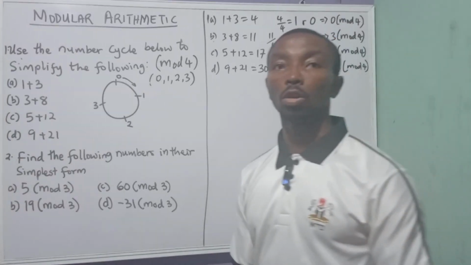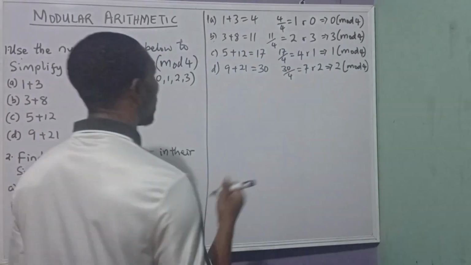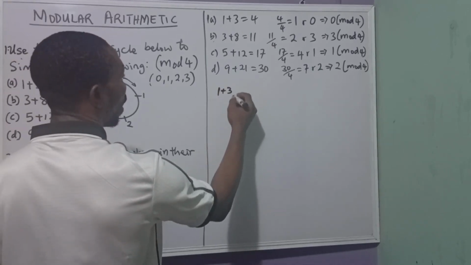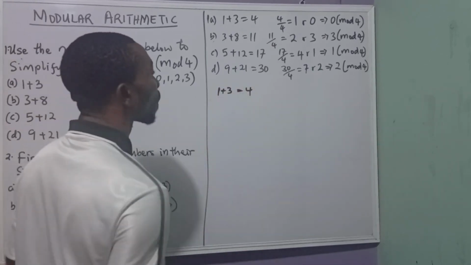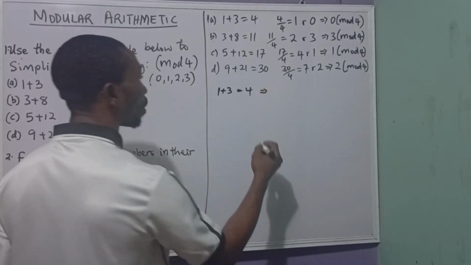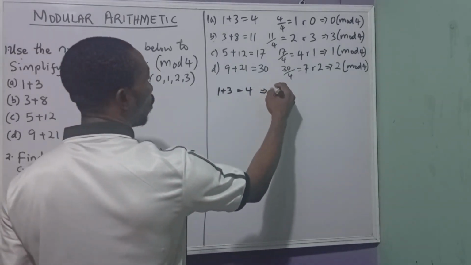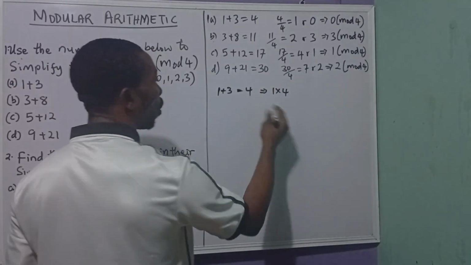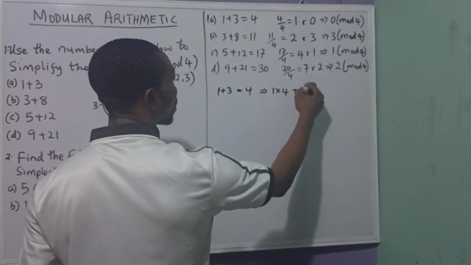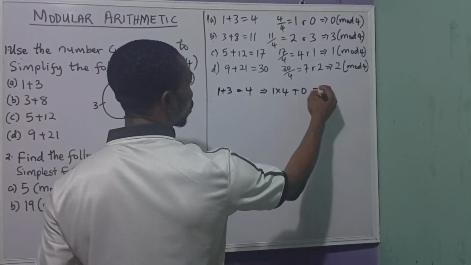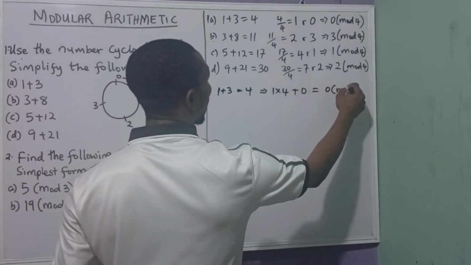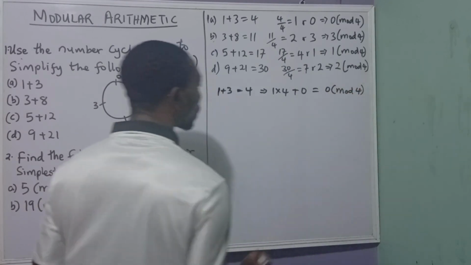Alright, another method of solving this is simply, if we have 1 plus 3, now this gives us 4. We can expand this in our multiplication to be 1 times 4, which gives us 4, plus 0 still gives us 4. So this is our remainder, which gives us 0 mod 4.